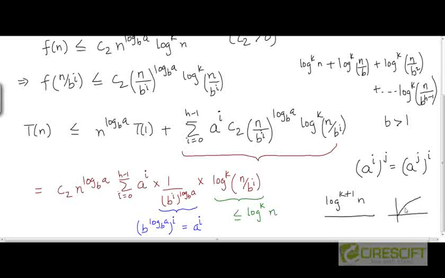This means if we have two values a and b such that a is less than b, then log of a will also be less than log of b. So if we are replacing the argument of the log by something larger, then the value of the log will also be larger.